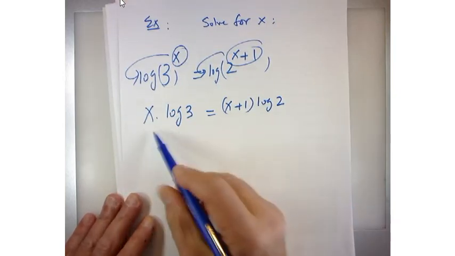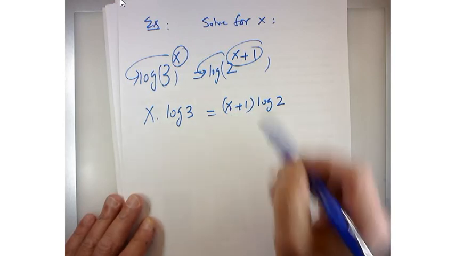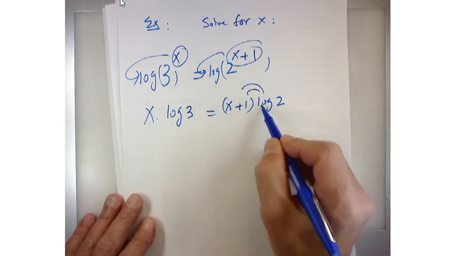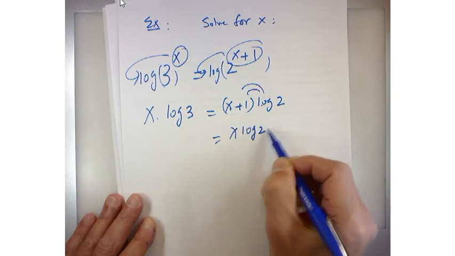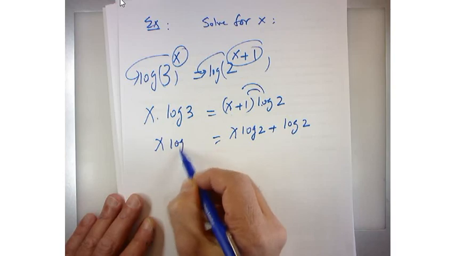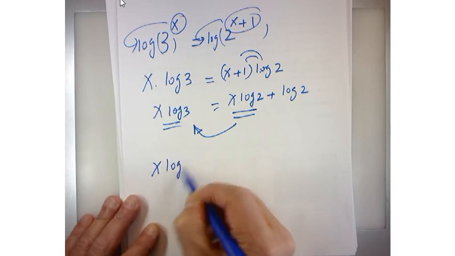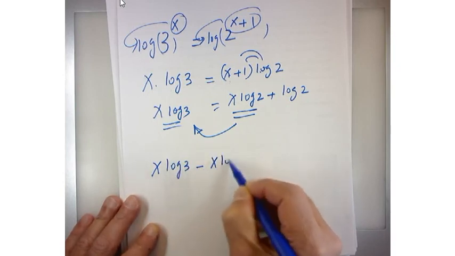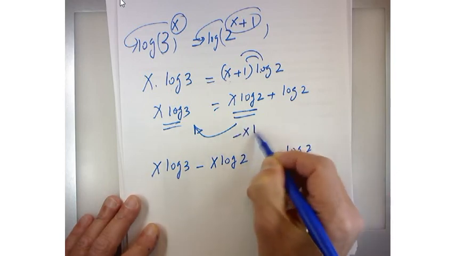So now we cannot divide by log 3 because we have x on both sides of the equation. So we're going to distribute, just like having a 2, we distribute it. So having log 2, we distribute it. x log 2 plus 1 log 2 equals x log 3. So we want the x terms to be on one side, so we move this over here. So subtract it. x log 3 minus x log 2 equals log of 2. So I subtracted x log 2 basically.